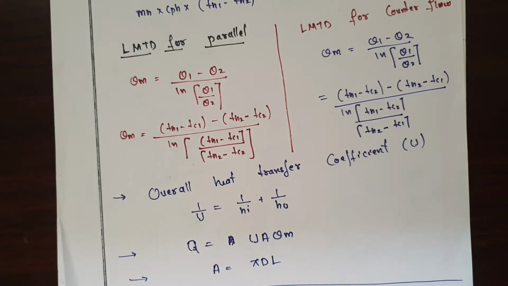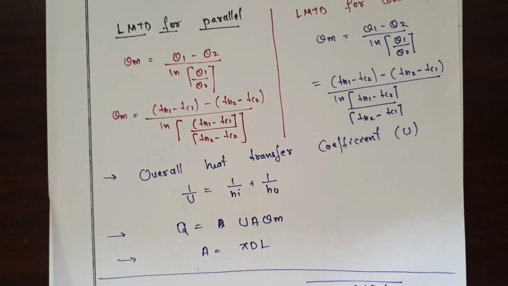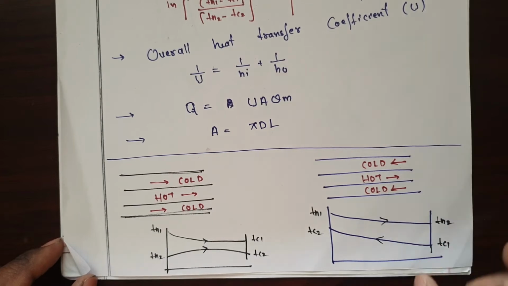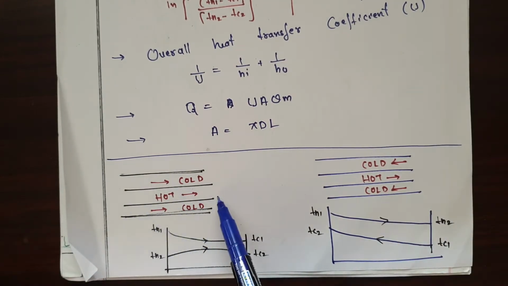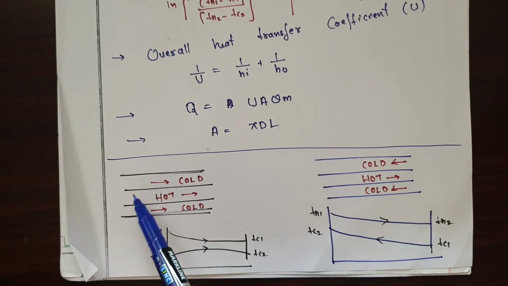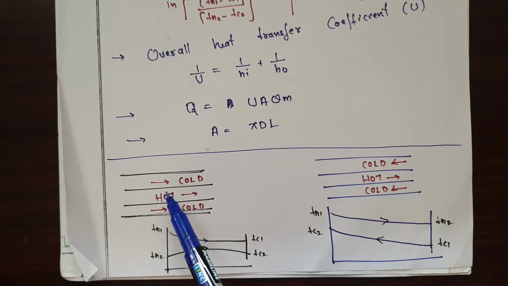The thing is that in every problem you have to draw the diagram. Whether the problem is related to parallel flow or to counter flow, depending upon that, you have to draw the diagram. So this diagram is for parallel flow. As you can see here, the hot fluid is going from left to right and the cool fluid surrounds it, and it is also going from left to right.